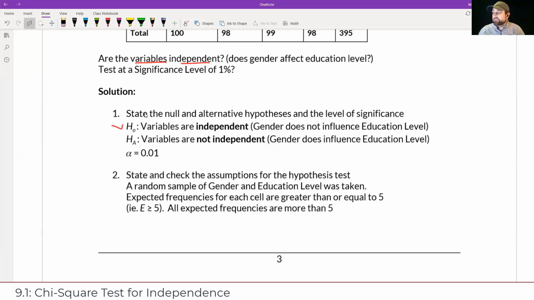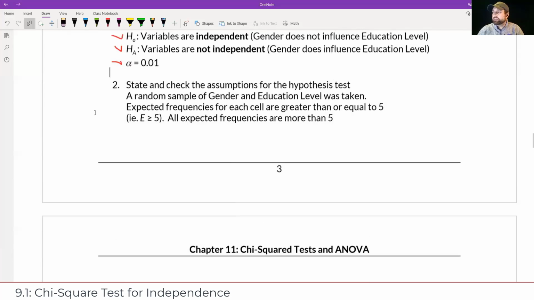That's the null hypothesis. The alternative hypothesis is that they're not independent, that your gender does influence the highest education level that you attain. And we want to test this at a 1% threshold, okay? So we're going to state that the assumptions are met.